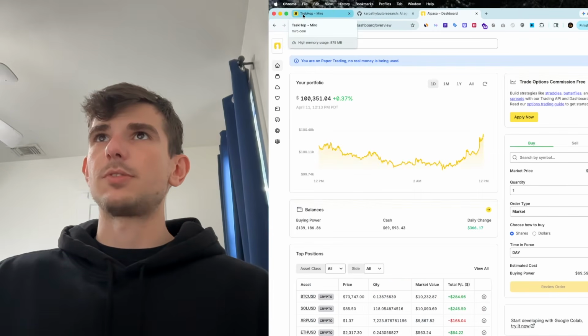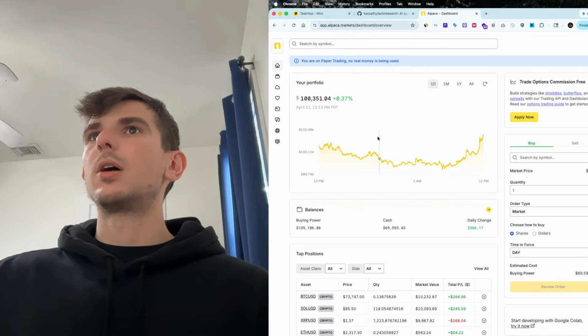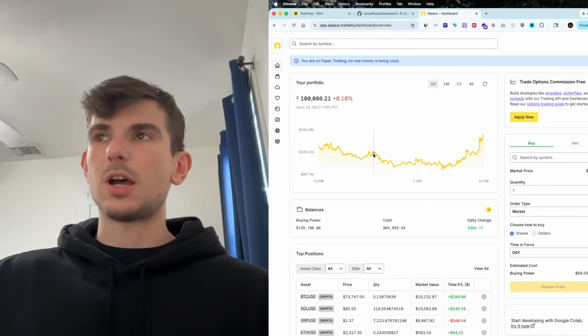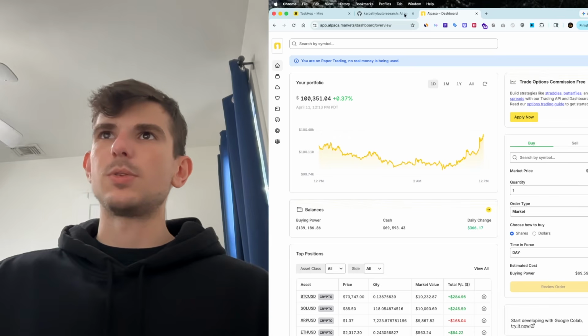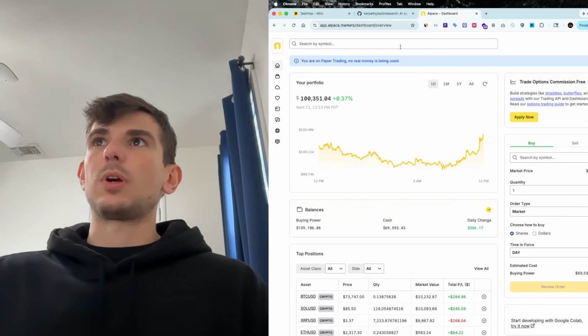I actually had some of this stuff here in my Miro, some screenshots from earlier. But all right, so this is paper money. This is obviously not real money. What I did was I ran an Autoresearch loop on a trading account where I have access.